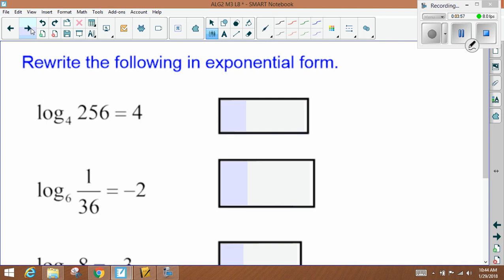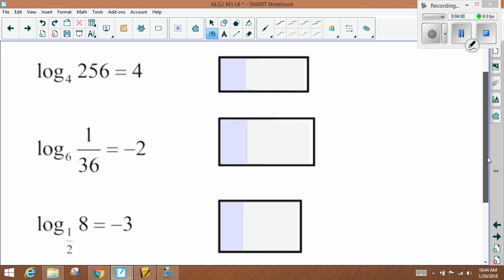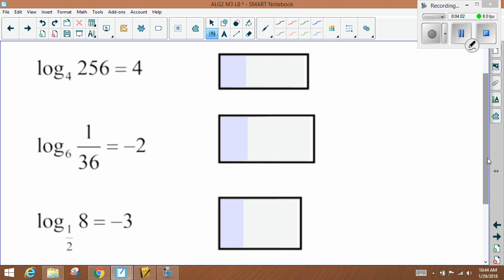Okay, so now let's go the other way. Let's take these logarithms and write them as exponents. So this says 4 to the 4th power is equal to 256. See, I took my base and I put it there. And then my exponent went right there. And then it's always going to be equal to this guy.